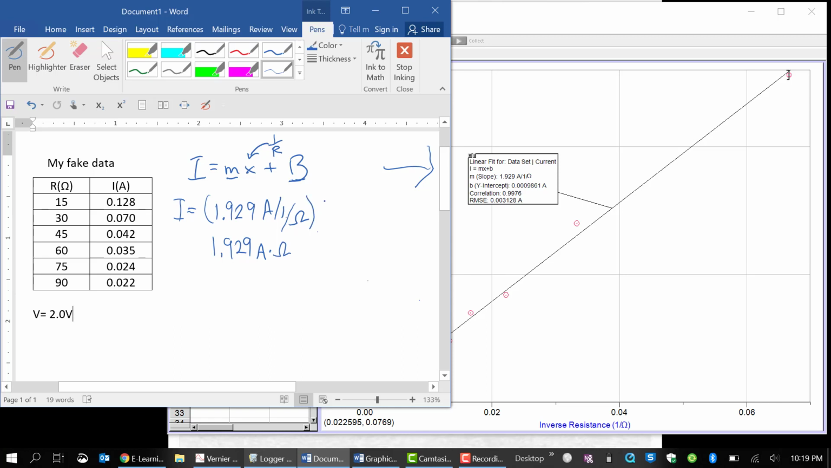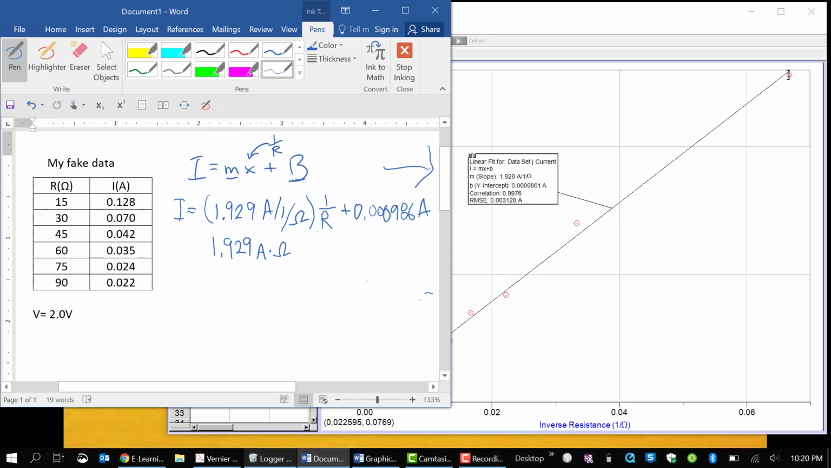And then for the x value, I'm going to put 1 over R. And then I'm going to add the y-intercept, which is 0.0009861, and that's amps. That is so small that you could replace that with a 0 because it's much smaller when you compare it to all of our data points and to our slope. It's really very close to 0. So that would be my mathematical model.